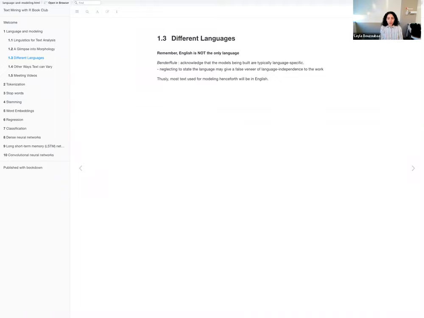They make a point to say in the book that for the rest of this book, we mostly will be doing our modeling in English. So as long as you acknowledge that your model is trained and the data that you're using is on the English language, it's perfectly okay.